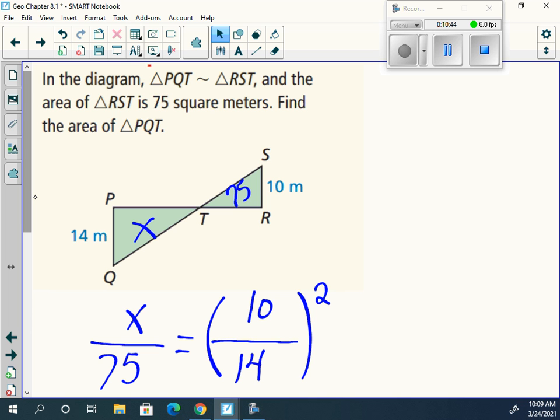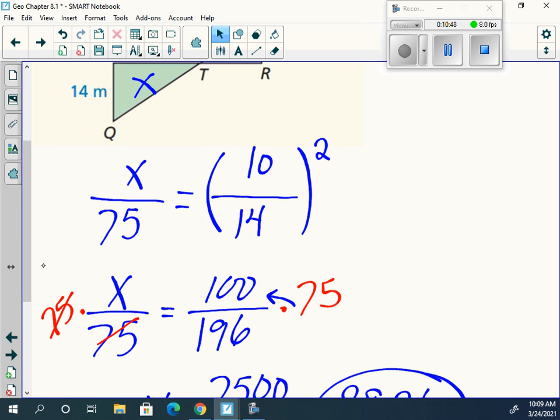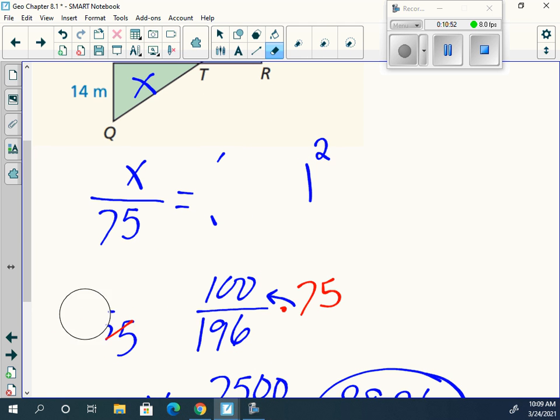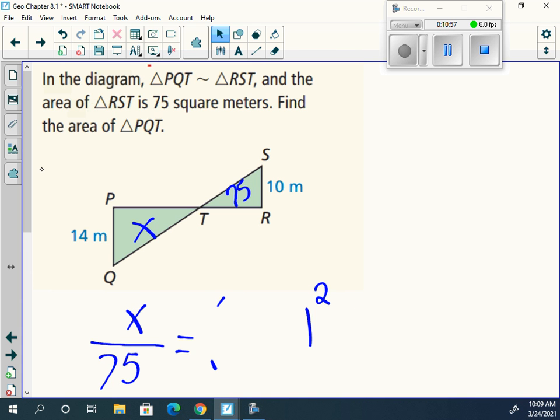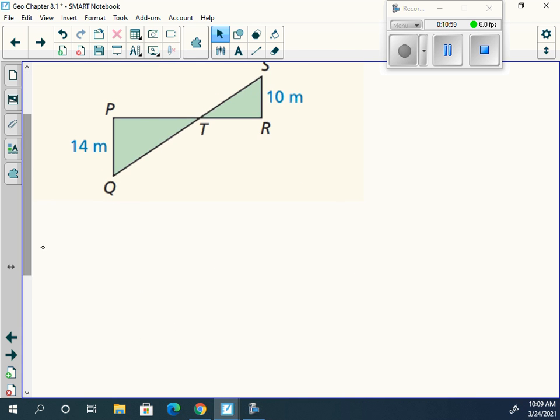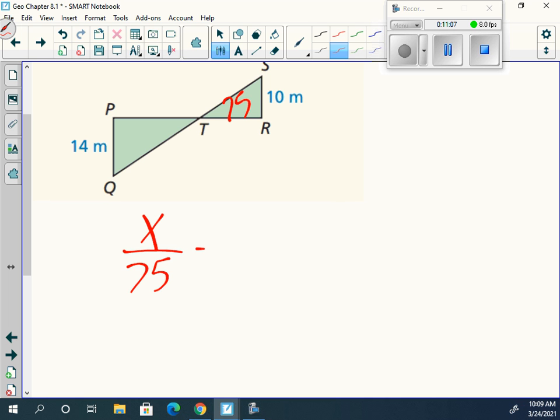That's for meters. Wouldn't it have been 14 over 10? Yes, it should have been. Thank you. That makes more sense. Okay, let me reset. The 75 is correct. So we'd have x over 75 is equal to, it would be 14 over 10 squared.